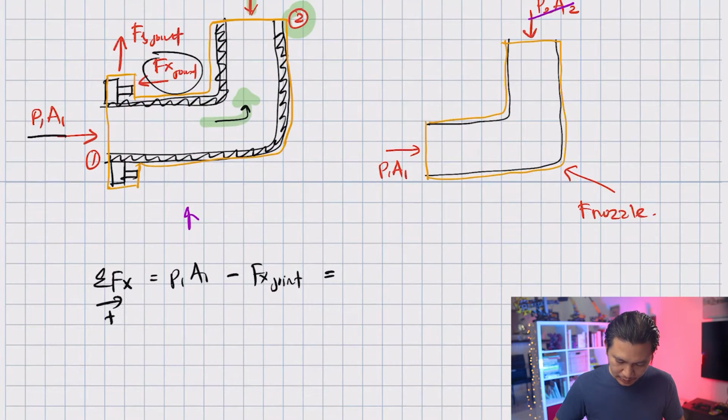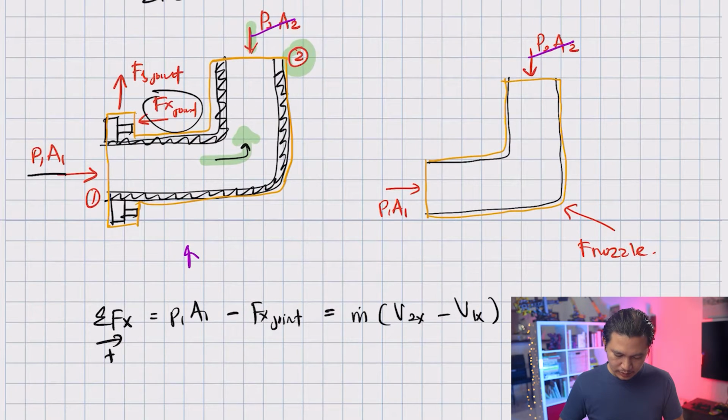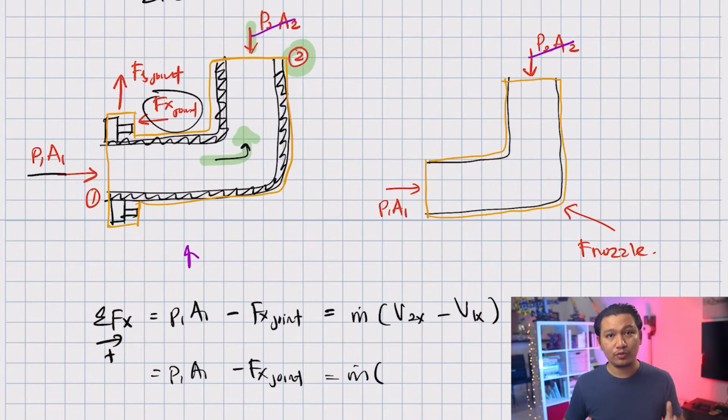So let me write it here. Now, let's see what our v2x and v1x are. Looking back at this figure, P1A1 minus Fx joint equals m dot times (v2x minus v1x). What is our v2x? Remember that at point 2, there is no velocity in the x direction, because at point 2 the flow is going up into the atmosphere. So you only have Vy. You don't have V2x, so this is simply 0.